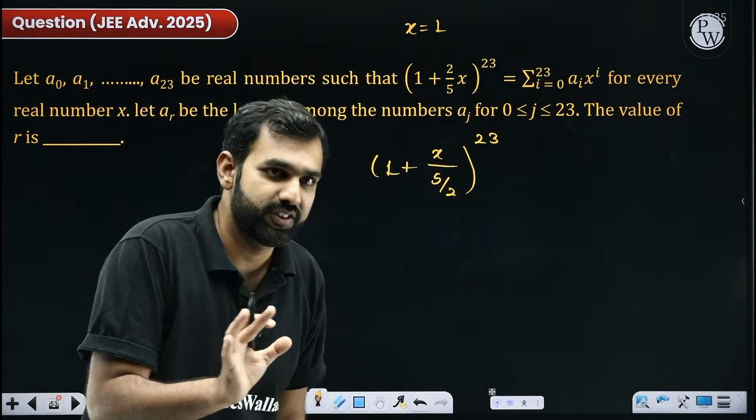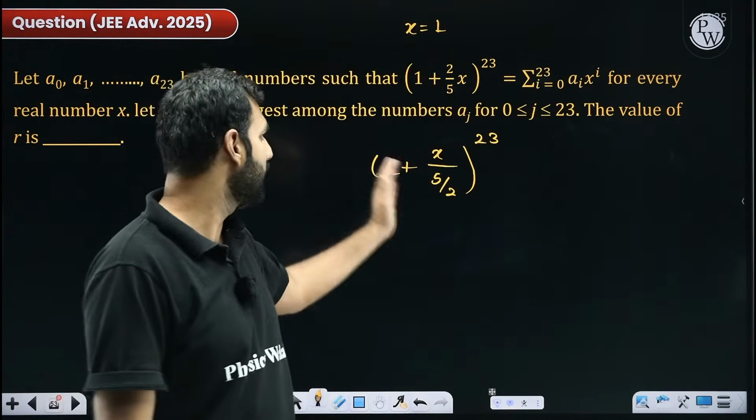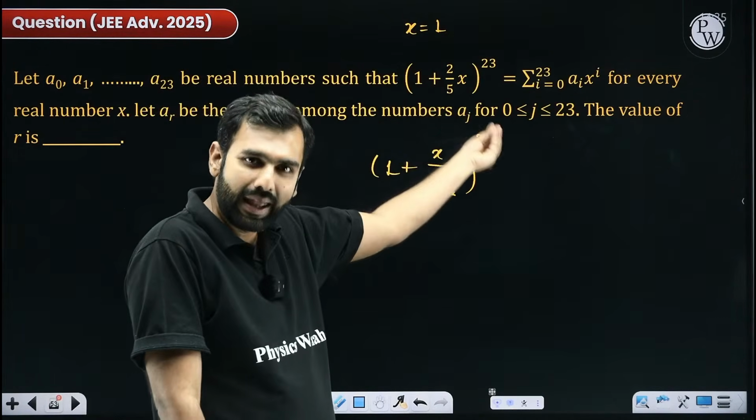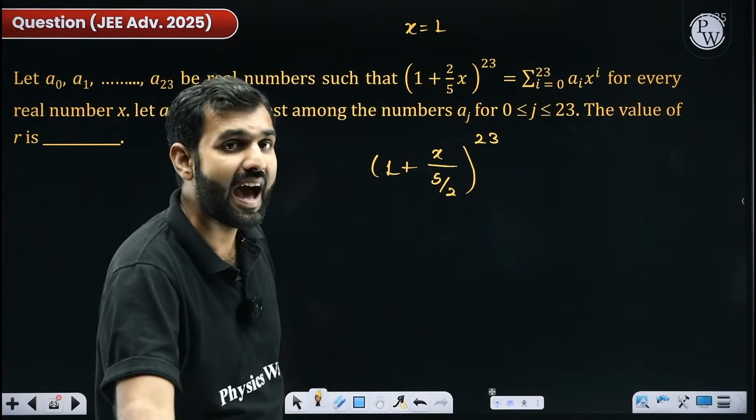Did you all understand the logic first of all, or shall I re-explain this? So this is (1 + x/a) to the power n, where I need to find the greatest term. It is as simple as that.